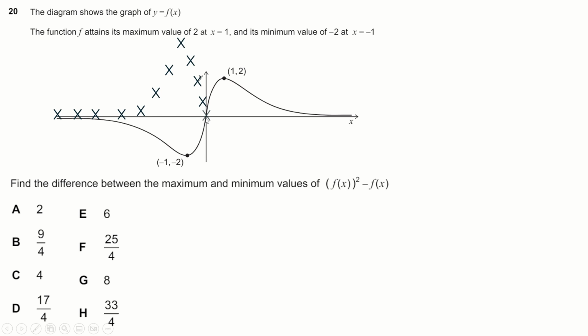And on this side, the same thing's going to happen, except it's just going to be positive still, because when you square positives, you still get positives. So this is the graph of, I haven't even bothered to put anything through it, but this is the graph of f of x all squared, right? Very roughly. Now, what's the maximum value of f of x squared minus f of x?